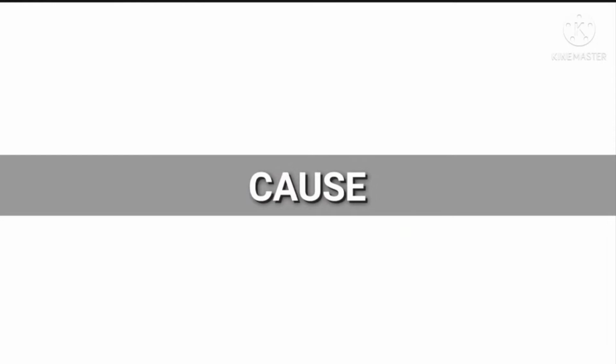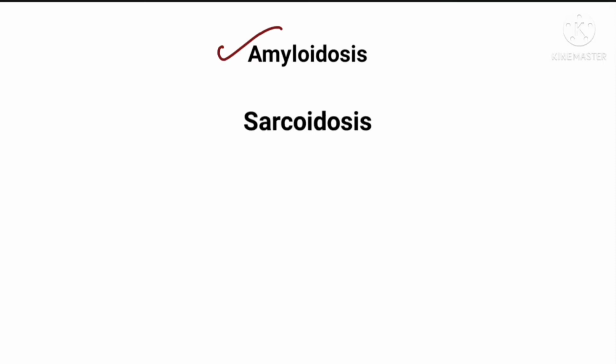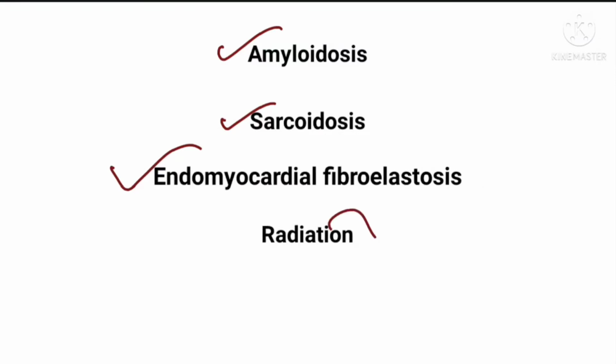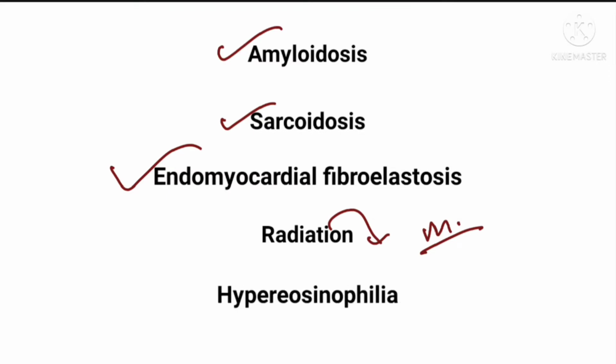Now let's see the various causes of restrictive cardiomyopathy. Our first cause will be amyloidosis and second cause will be sarcoidosis. The third will be endomyocardial fibroelastosis and fourth will be radiation. This is mostly mediastinal radiation. And the fifth but not the least important cause is hypereosinophilia.